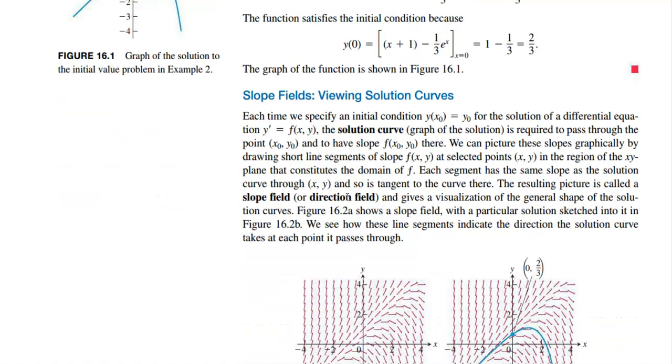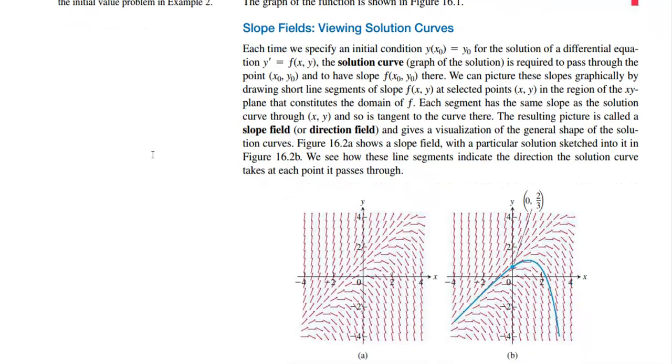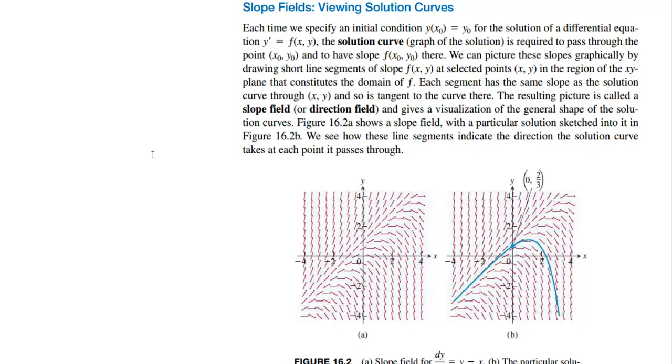So next up, slope fields, looking at solution curves. Each time we specify an initial condition, y of x0 equals y0, for the solution of a differential equation, y prime equals f of x, y, the solution curve, the graph of the solution, is required to pass through the point (x0, y0) and to have a slope f of x0, y0 there. We can look at these slopes graphically by drawing short line segments of slope f of x, y at selected points (x, y) in the region of the xy-plane that is the domain of f.